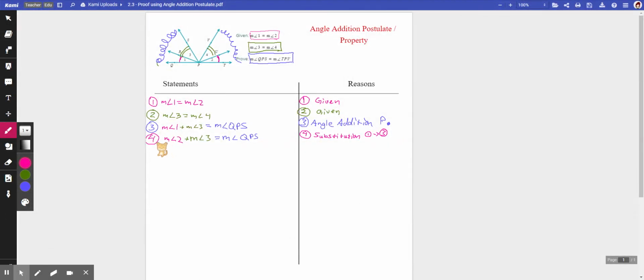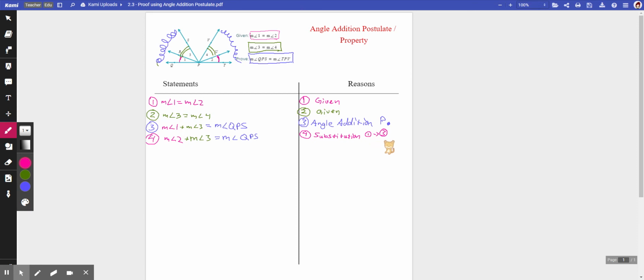So for statement 4, I took statement 3 and I copied it down, except I replaced angle 1 with angle 2. I know that angle 1 and angle 2 are the same size. They're the same thing mathematically. So I can swap them out using substitution. Substitution is the property that says if two things are the same size, the same value, you can replace one with the other. It's the same reason if we know that x is 2, we can then plug 2 in for x into our equation.